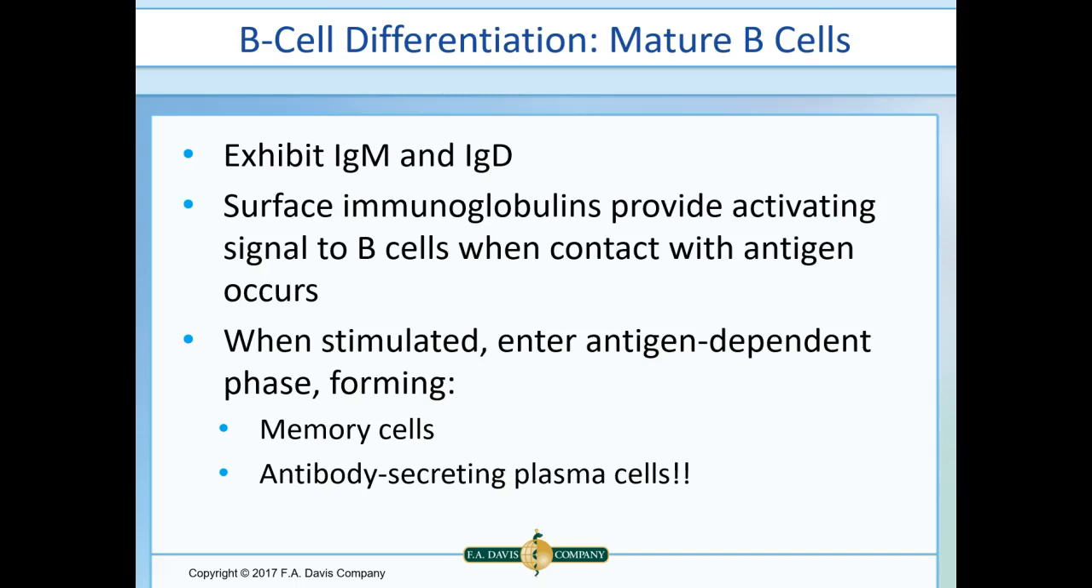They also exhibit IgM and IgD. IgM is very large. IgD is a very small amount that we'll talk about next week. That surface immunoglobulin provides an activating signal to B cells when in contact with an antigen. So we have to have the antibody on the surface of these for this to happen. Once they do become stimulated, they enter an antigen-dependent phase, forming memory cells and antibody-secreting plasma cells.